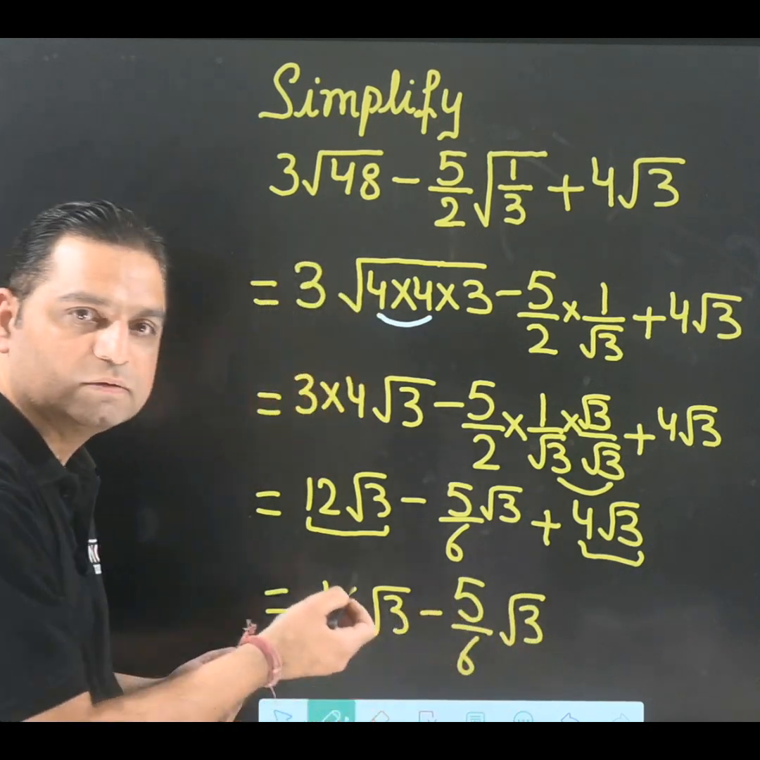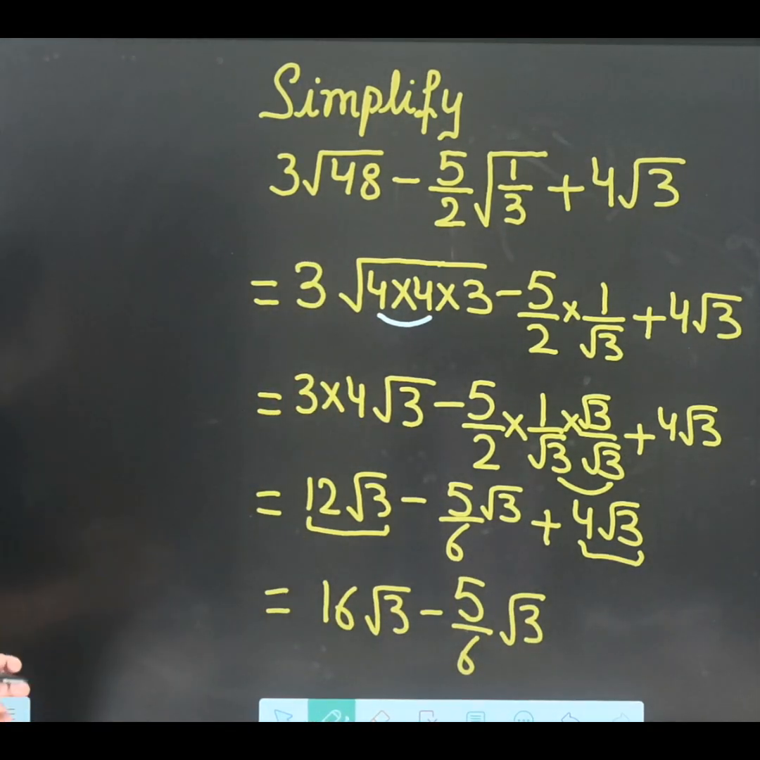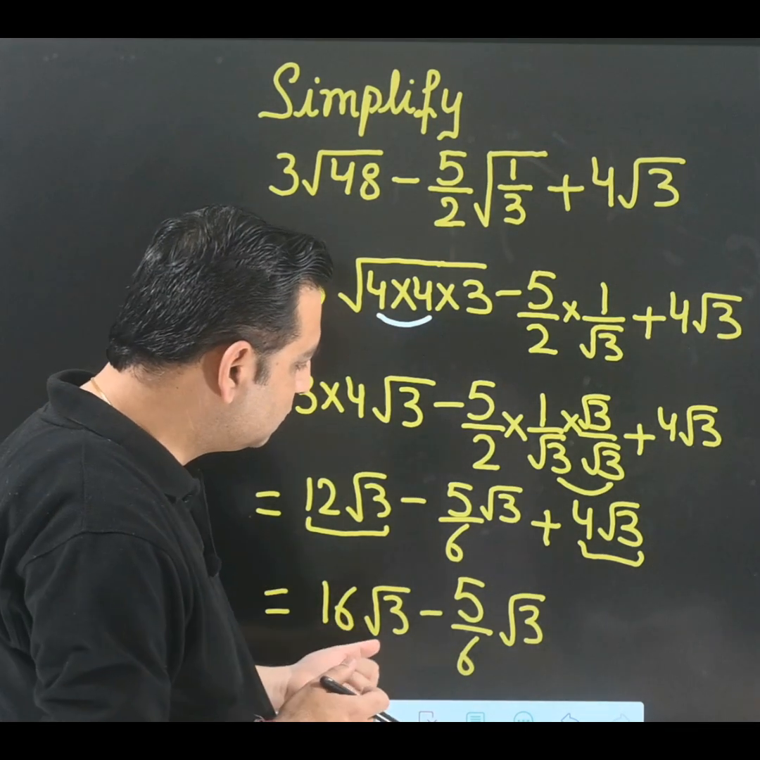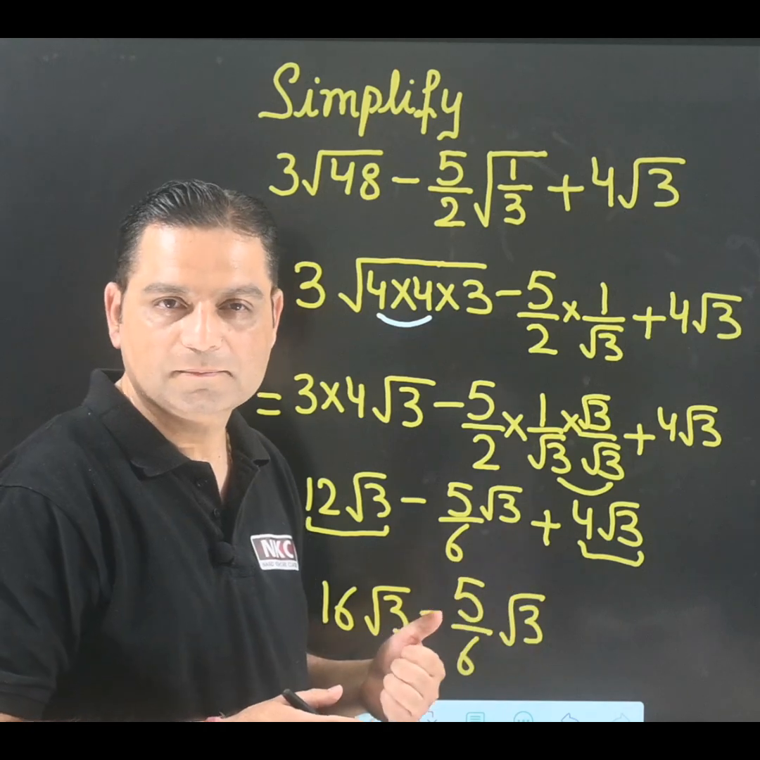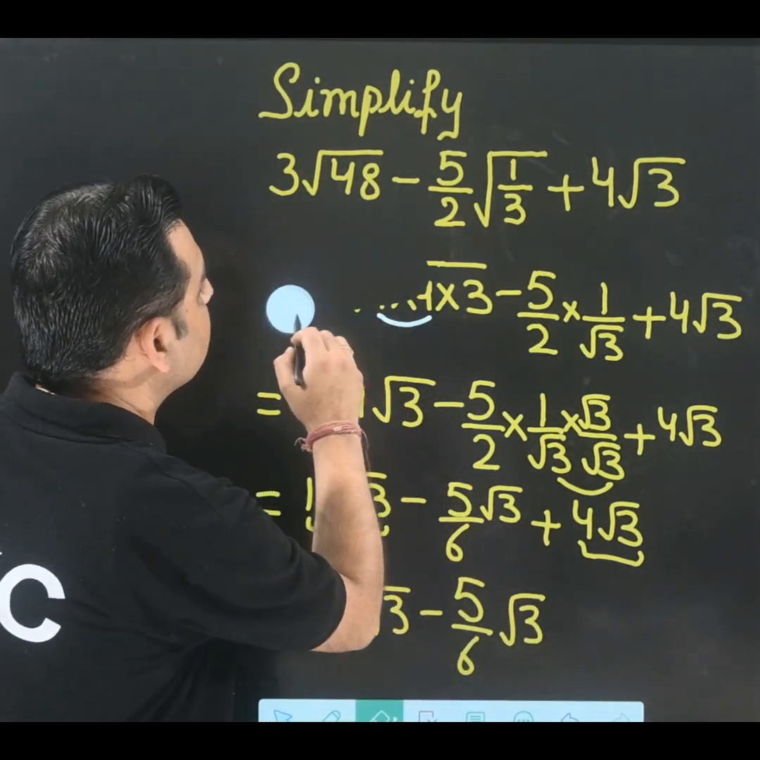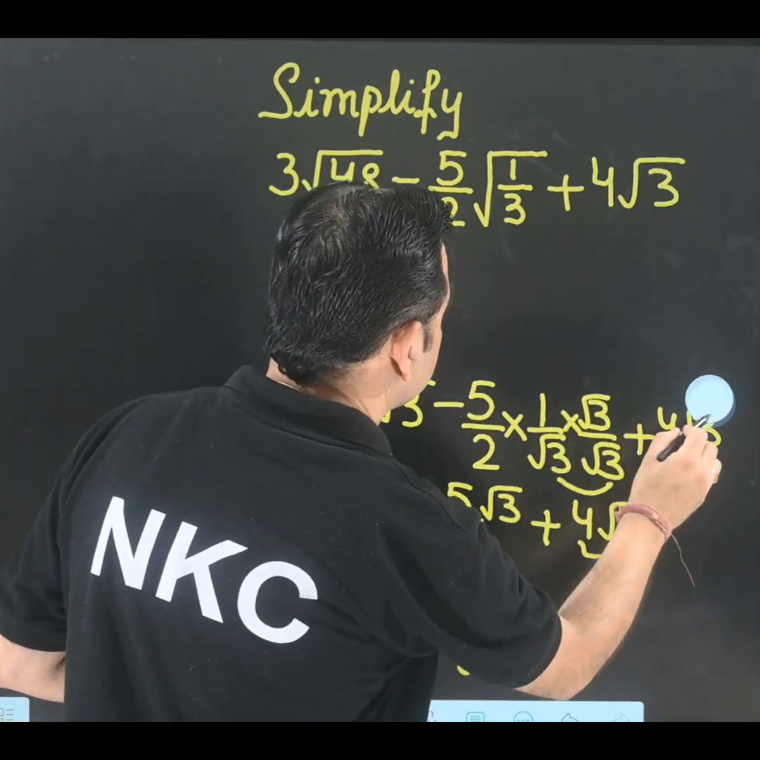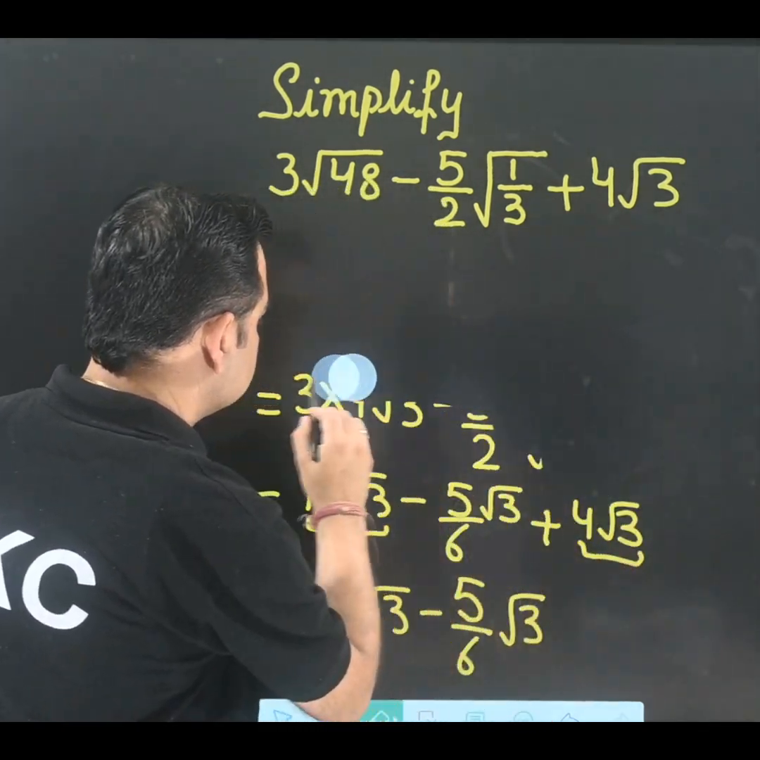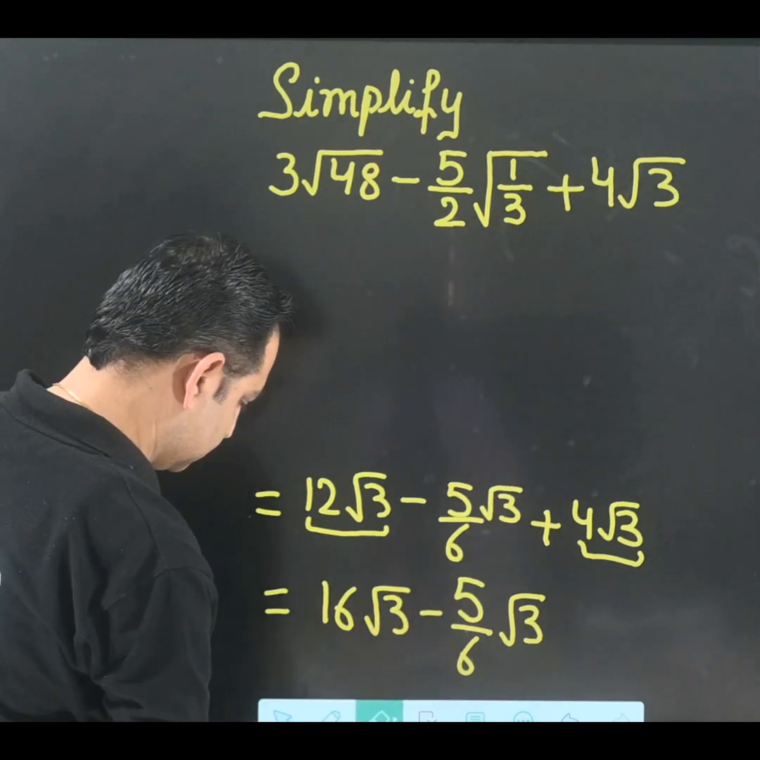See, I'll have to clean the board. You can take a screenshot till now. In the last step, we have 16 root 3 minus 5 over 6 root 3. Let us continue solving it. I'm not removing the question from the board, but I am removing the first and second steps.